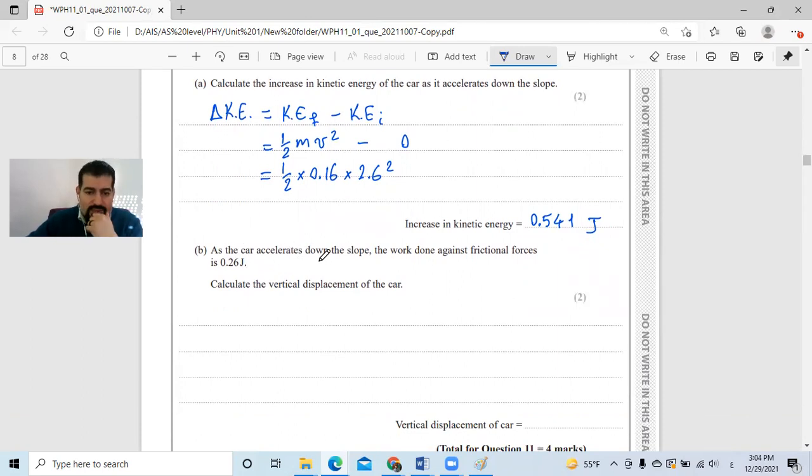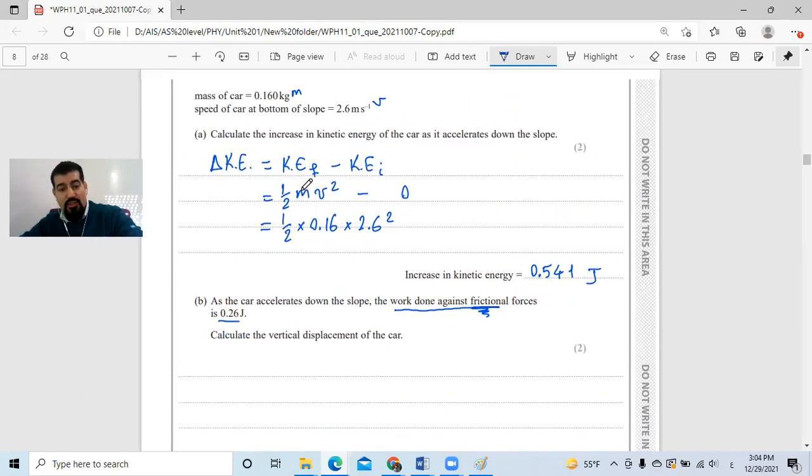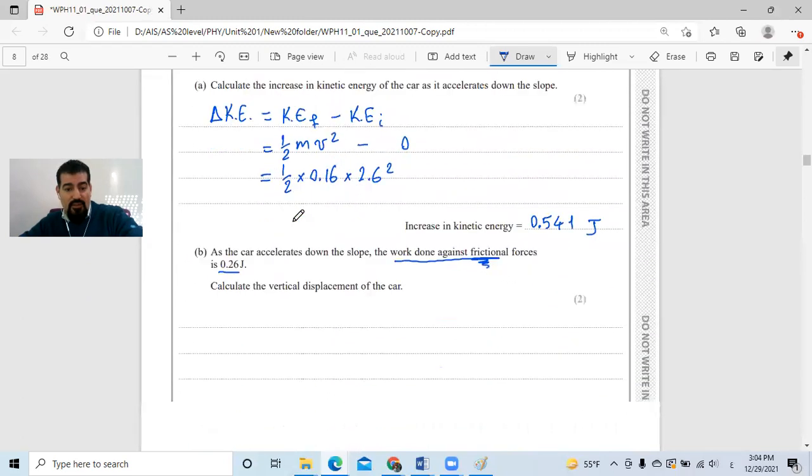As the car accelerates down the slope, the work done against friction forces is this amount. Calculate the vertical displacement of the car in the beginning, in the initial position here. Okay, in the beginning. So what do we have here?